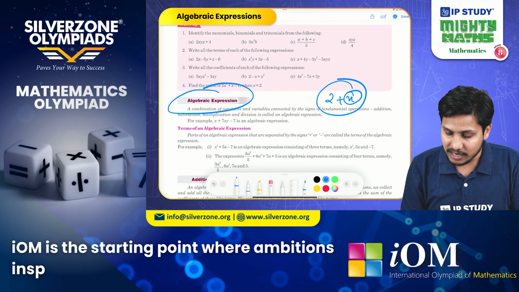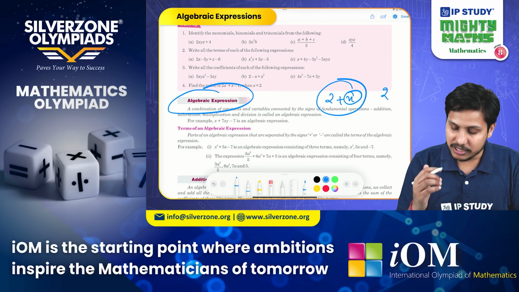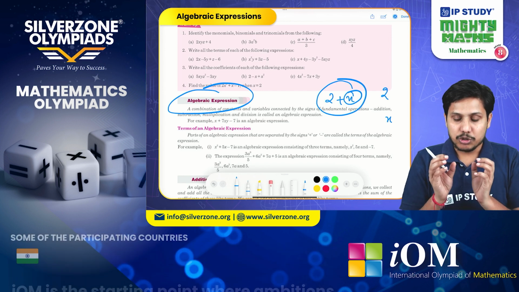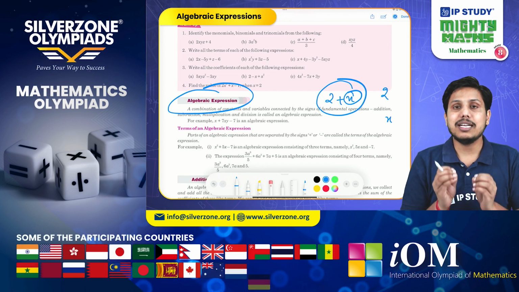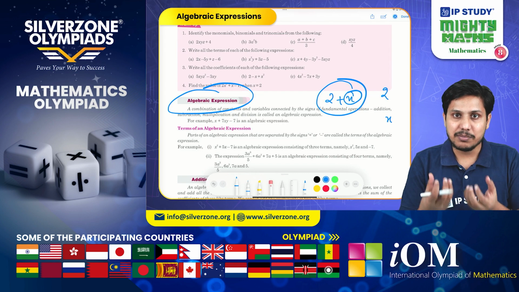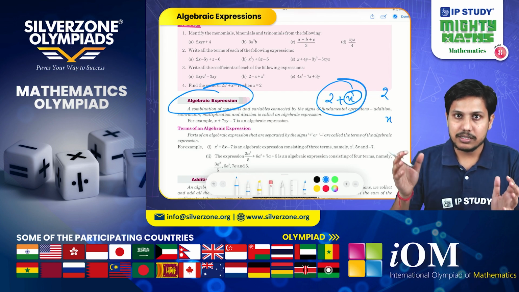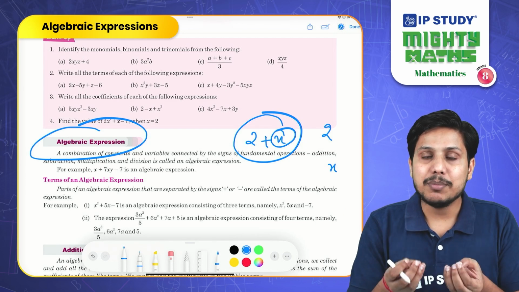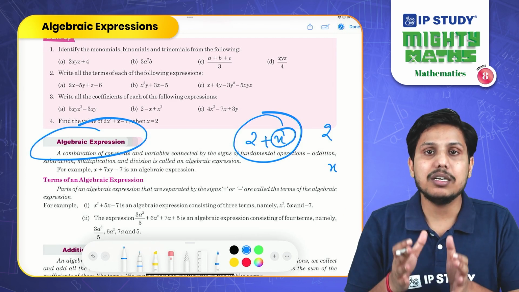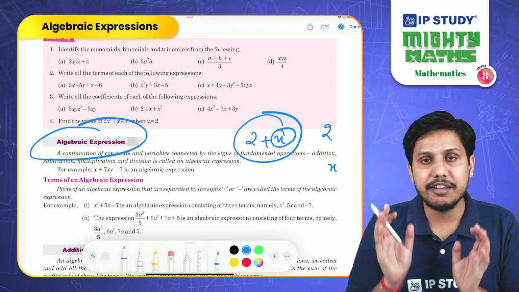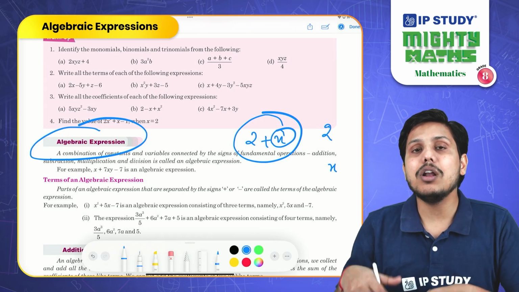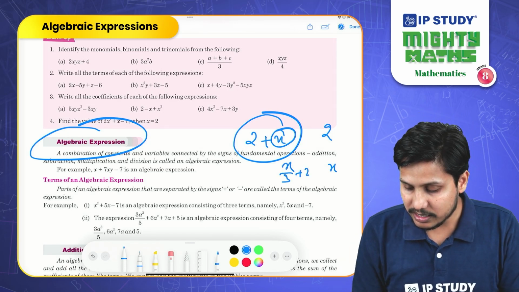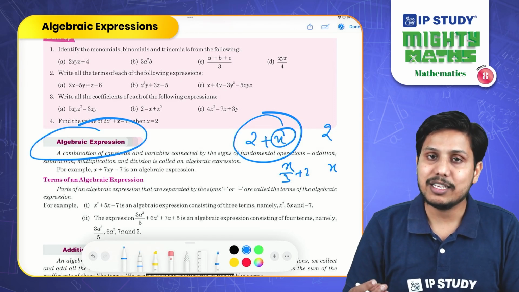Students, a single number is also an algebraic expression. A single letter is also an algebraic expression. So we need to understand that any phrase in mathematics where there are numbers or letters or both combined with the help of mathematical operations like plus, minus, multiply or divide, that phrase is called an algebraic expression. It can be in any form like this. Yes, so these are algebraic expressions.